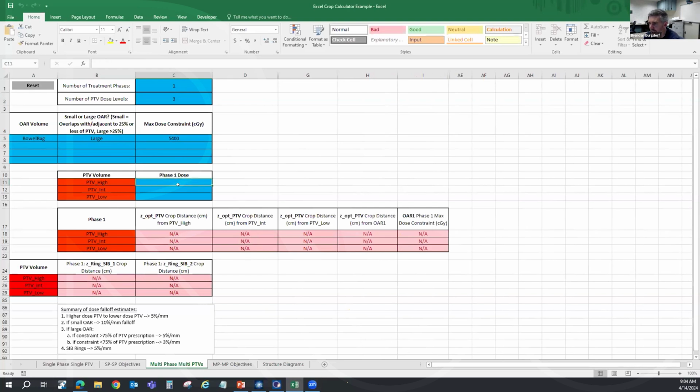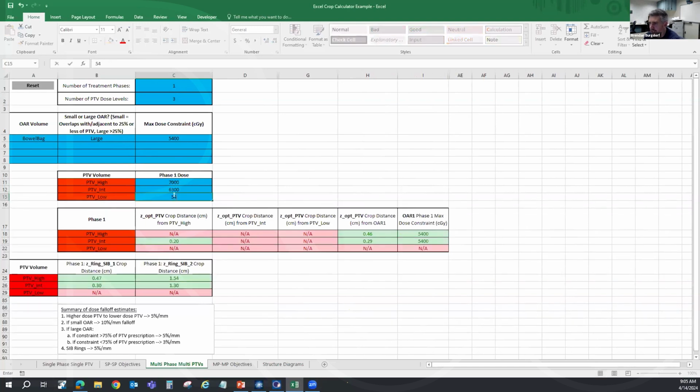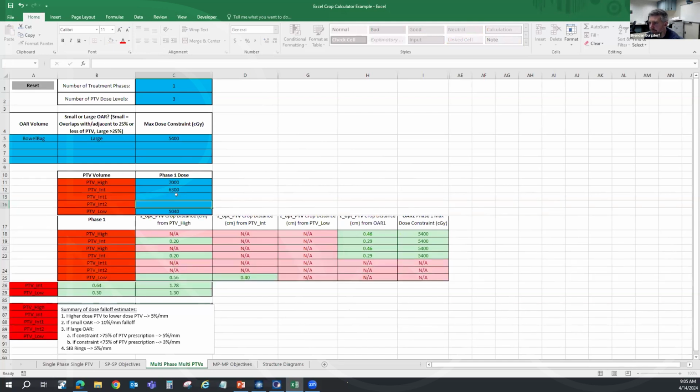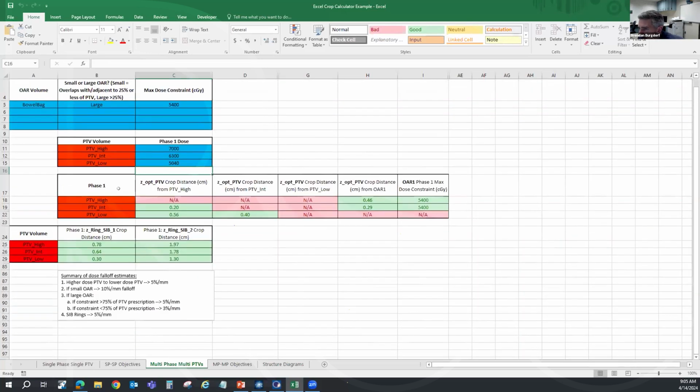So next we would plug in our phase one. Since there's only one phase, we'll plug in our prescription dose for each PTV. So the PTV high is getting 7,000 centigray, the intermediate PTV is getting 6,300 centigray, and the low PTV is getting 50.4. And I'll walk you through now exactly how to read out this spreadsheet so you understand exactly which numbers to use. So we'll read it from left to right, from the top row to the bottom row.